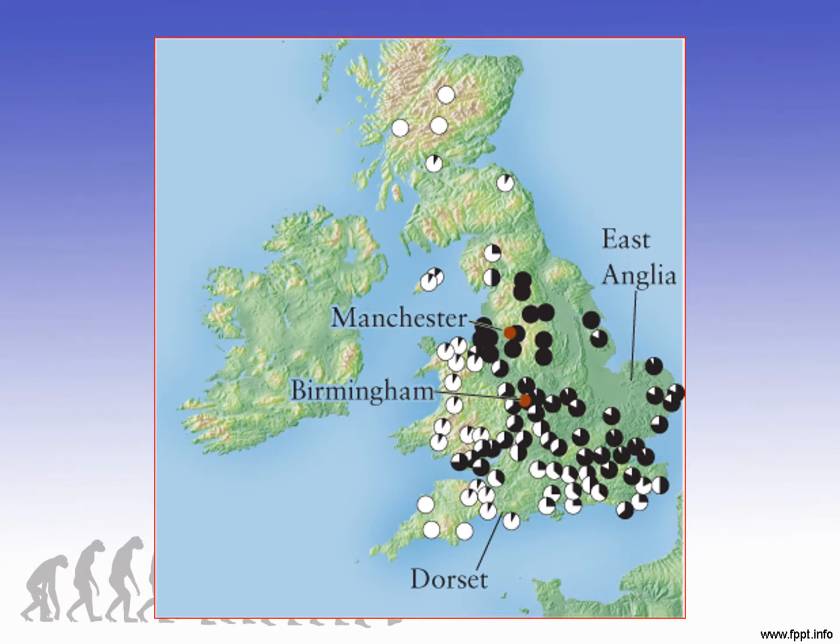This shows you that Manchester, Birmingham, and East Anglia are all very heavy industrial areas. If you look at Dorset, that's actually a more rural area. This shows you an interesting intersection between human interaction with the environment, how humans can affect the environment, and how that in turn affects local species that live within the environment.